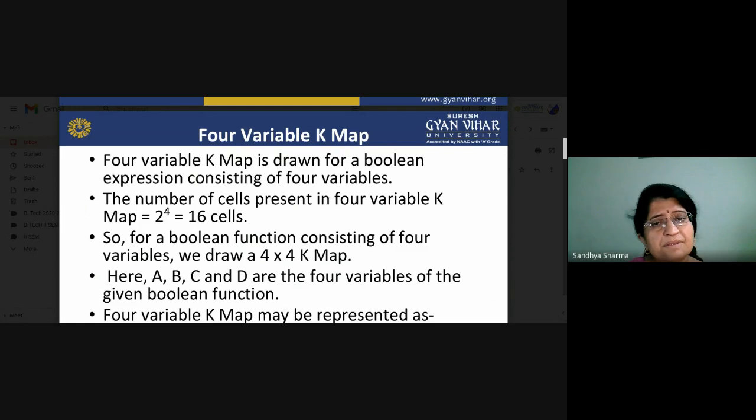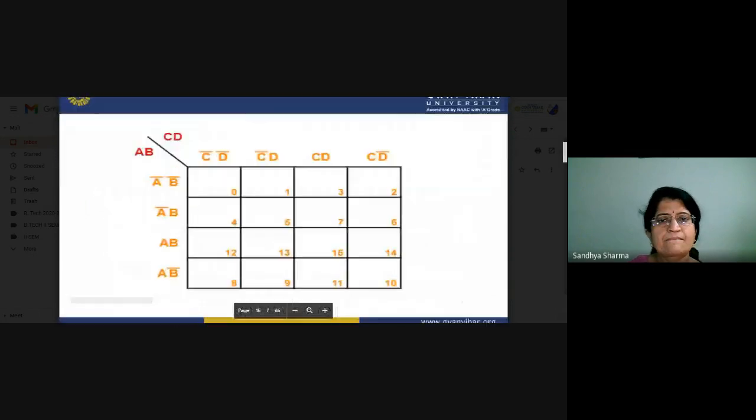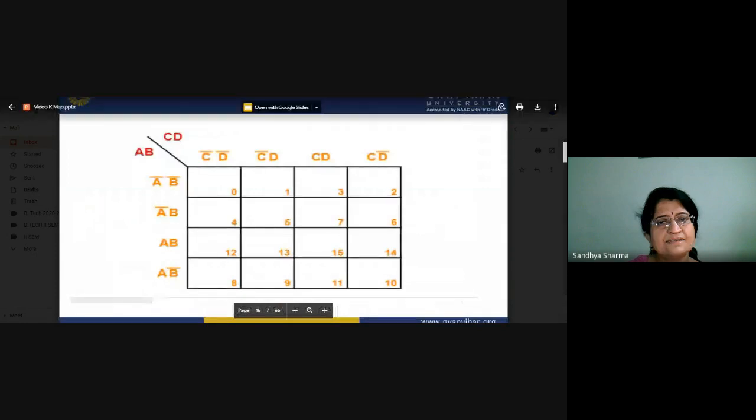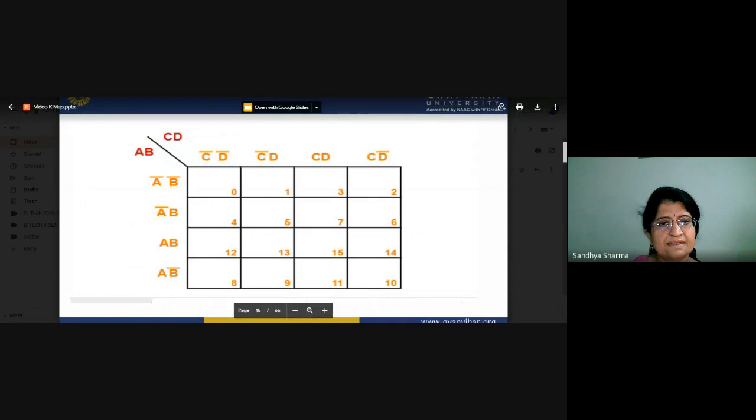Again the same thing happens. The number of cells is equal to 2 to the power 4, which is equal to 16. So again we have to make 16 cells. How can you make 16 cells? A 4 into 4 matrix will be generated here. Just see, 4 lines here, 4 here, so that is 16. Okay, 16 cells are here.